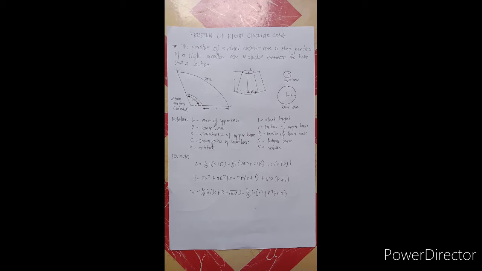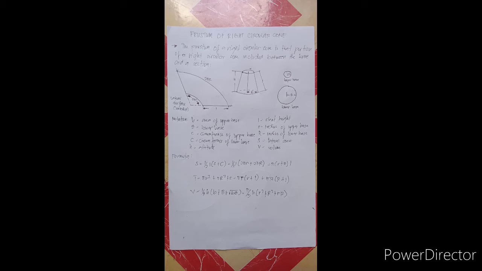So the notation: small b stands for the upper base area, capital B is the lower base area, small c is the circumference of the upper base, and big C is the circumference of the lower base. H is the altitude, L is the slant height, capital R is the radius of the lower base, then small r is the radius of the upper base. S is the lateral area, then V is the volume.